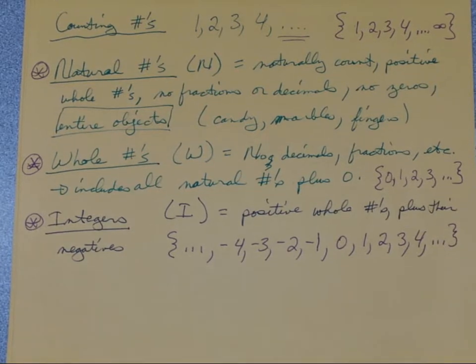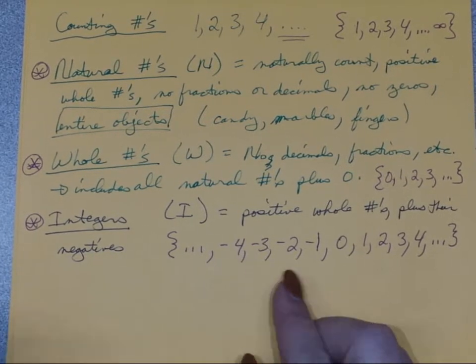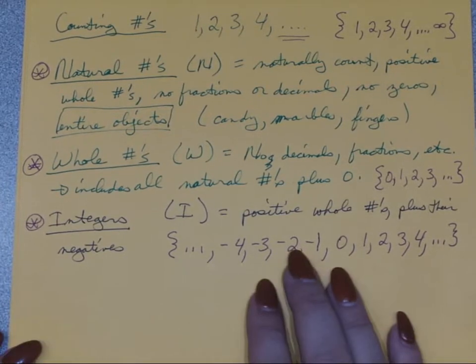But again, these are all still whole increments, right? So I have -2, -3, -4. That's like I lost 4 whole dollars. It's not like I lost $2.75. So still no decimals, still no fractions yet, but we start learning that as we go along.